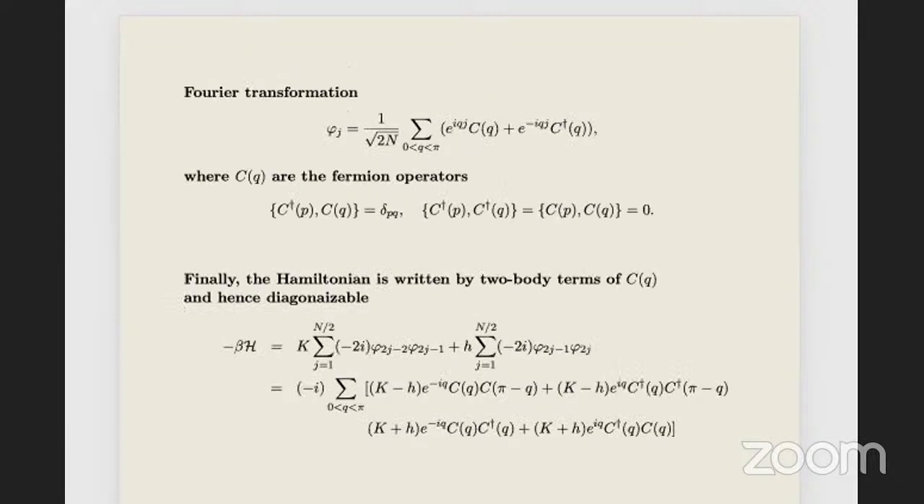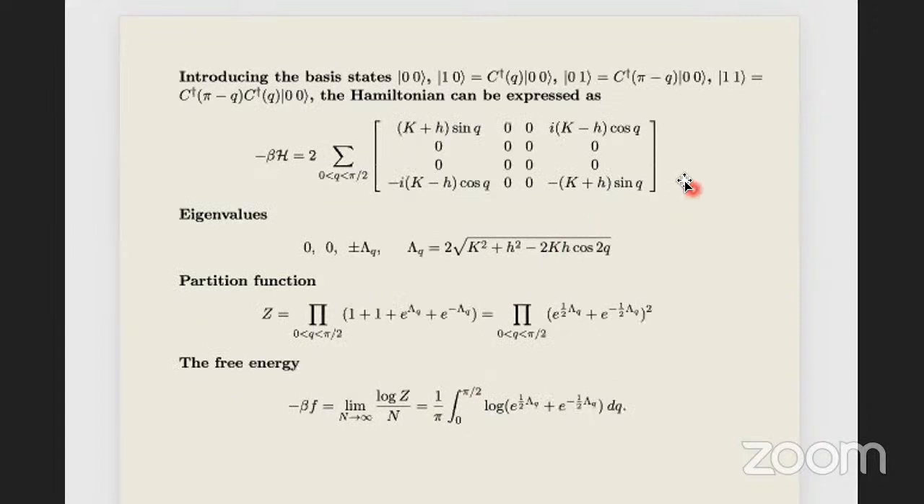Now the model can be diagonalized by the standard procedure. We now have translational invariance, so we will introduce the Fourier transformation. Here c_q satisfy the anti-commutation relations, and they are the Fermi operators. And the Hamiltonian is written by c_q like this, and these are the two-body terms of the Fermi operators, and they can be diagonalized. The Hamiltonian is expressed in matrix form. Each matrix is 4 times 4, corresponding to each wave number q, and we can diagonalize the total Hamiltonian by diagonalizing each 4 times 4 Hamiltonian. The diagonalization procedure of this small Hamiltonian corresponds to the Bogoliubov transformation.